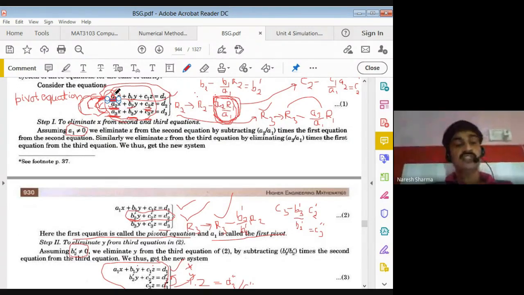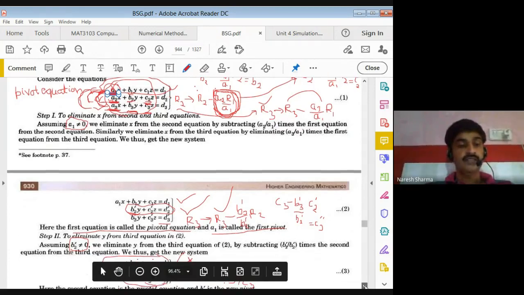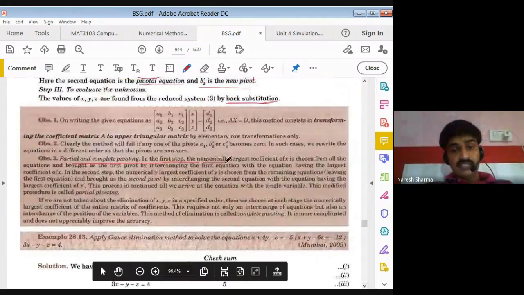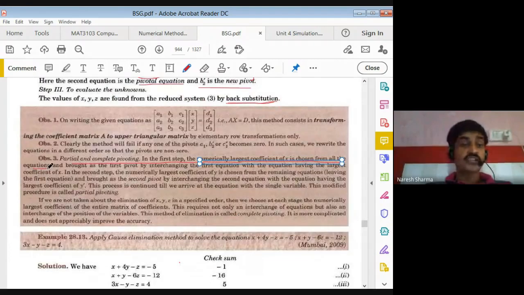So when you see this is 0 or not present here, you choose the largest value always, right? Maybe row wise, maybe row and column wise. So in the first step, the numerically largest coefficient of x is chosen from all equations, and taken as the first pivot by interchanging the first equation. It may be in the second equation, it may be in the third equation. So you can interchange with your first equation.